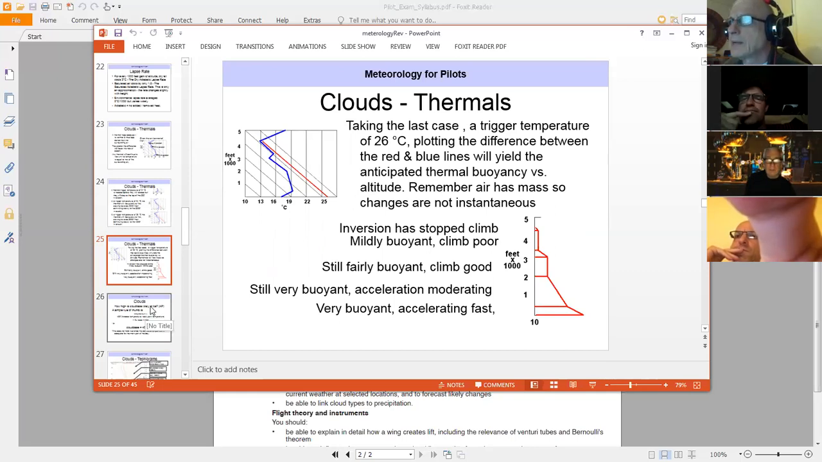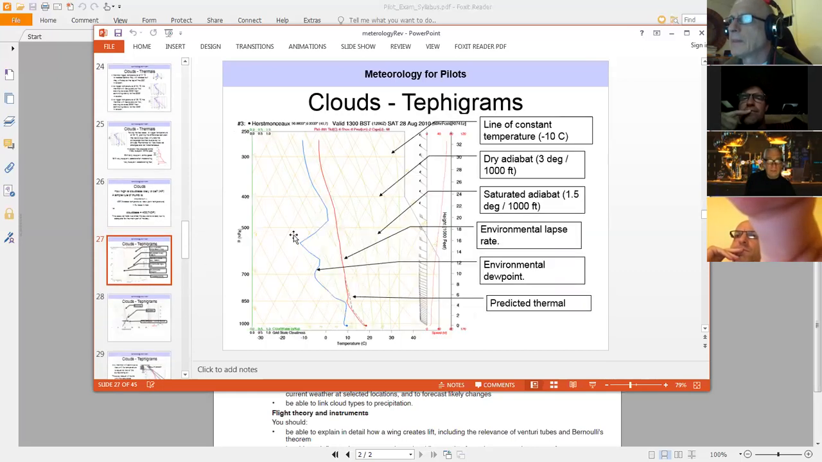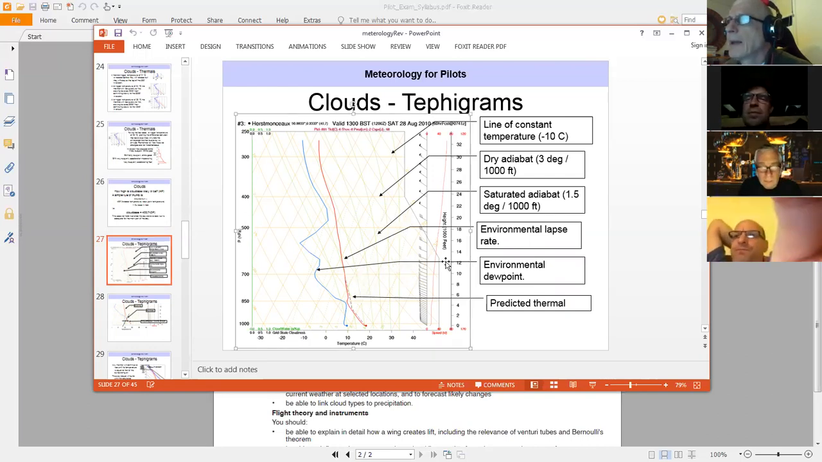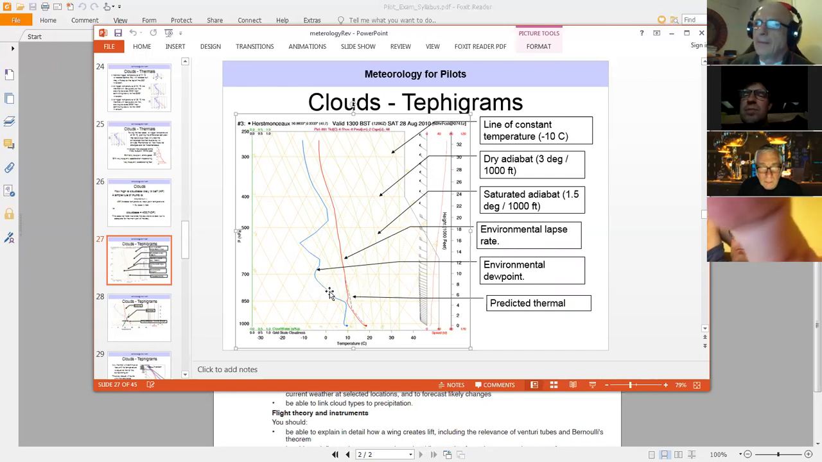So let's just leave it for a second. Now we're going to look at a real diagram. This is called a tephigram or a skew-T chart, whatever you want to call it. They're basically much the same thing. And the way these are laid out, in this case, just to clear it up, the red line is the environmental lapse rate.